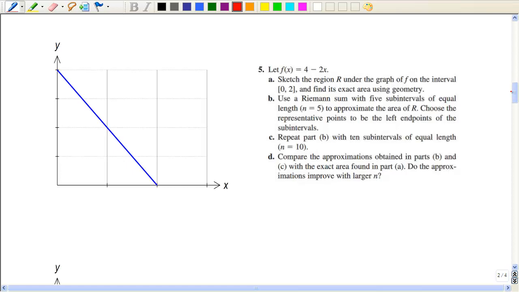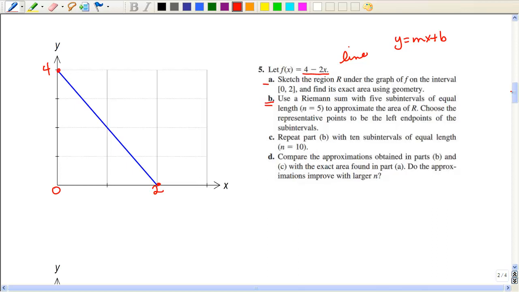On number 5 out of the book, it says let f of x be 4 minus 2x. Now, you should know that that's a line, and so part A says to sketch it on the interval from 0 to 2. So what you can do, remember, to graph a line, you can say y equals mx plus b. You can plot points, but basically when x is 0, y is 4, and when y is 0, x is 2. And so you have this triangle.